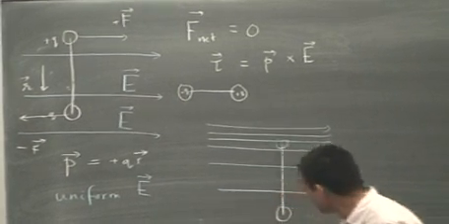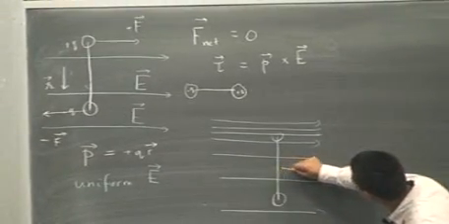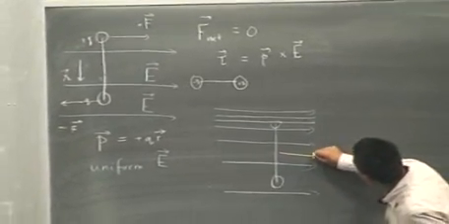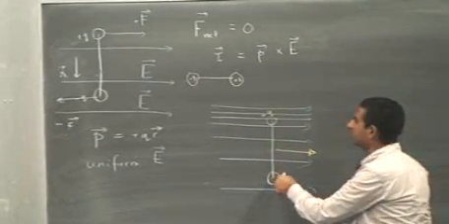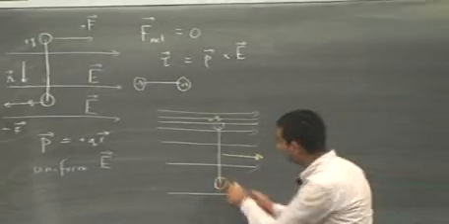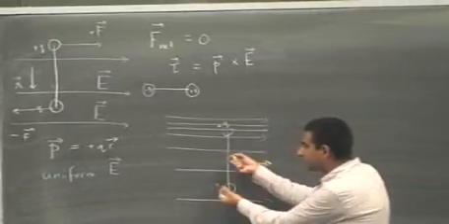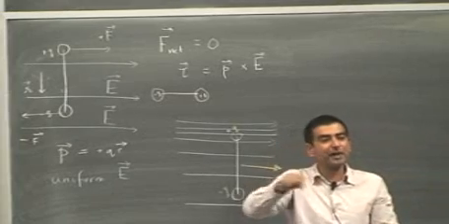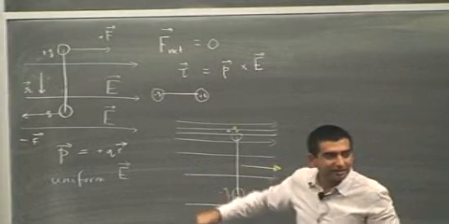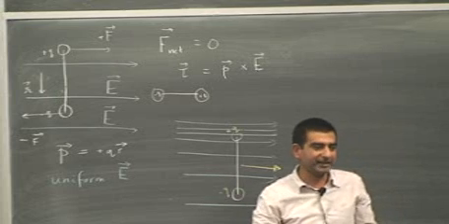Okay? And the net force will move this electric dipole in this particular direction, because the force on this charge is higher than the force on this charge, right? So this electric dipole will translate. So in order for a force to act on this electric dipole, a non-uniform electric field has to be present.